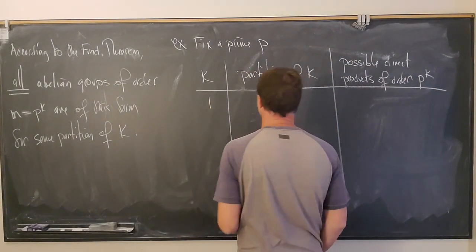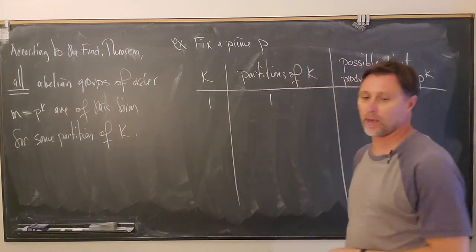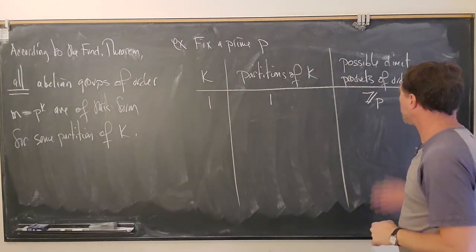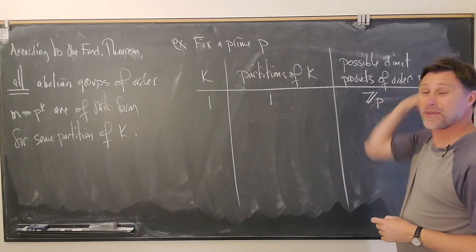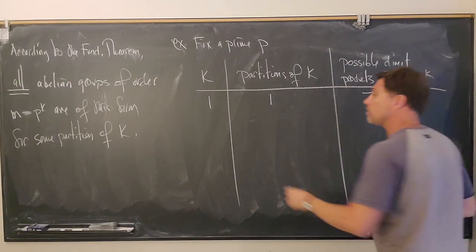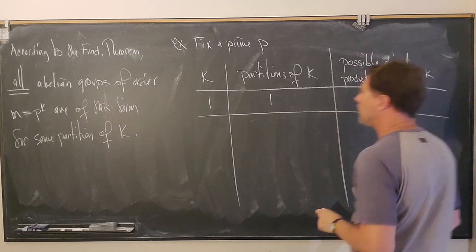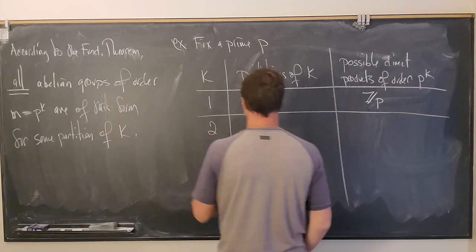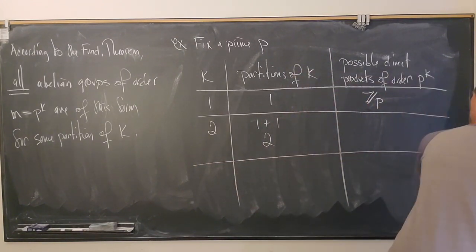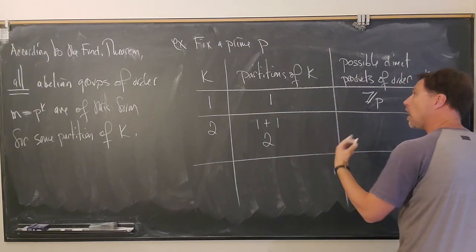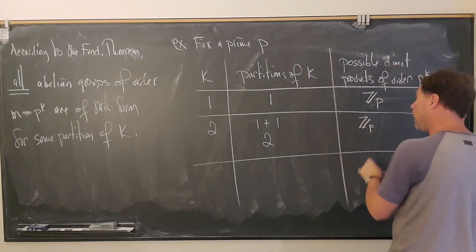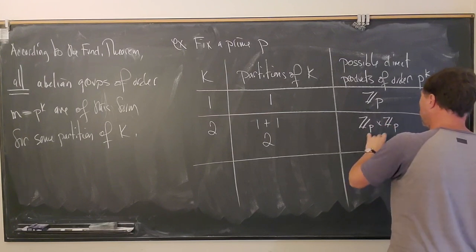So when k equals 1, there's exactly one partition of 1. You can only just write it as 1. Which means that the only possibility, if we have m equal to p raised to the first power, if m is prime, then G must be isomorphic to Z sub p. Next are partitions of 2. If k equals 2, we can write it as 1 plus 1, or we can write 2 as 2. And so the possible groups of order p squared are going to be Z sub p cross Z sub p, or Z sub p squared.